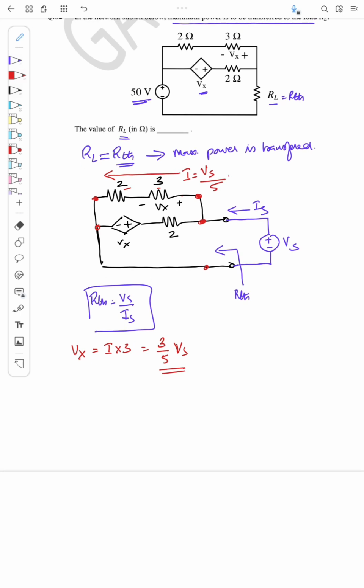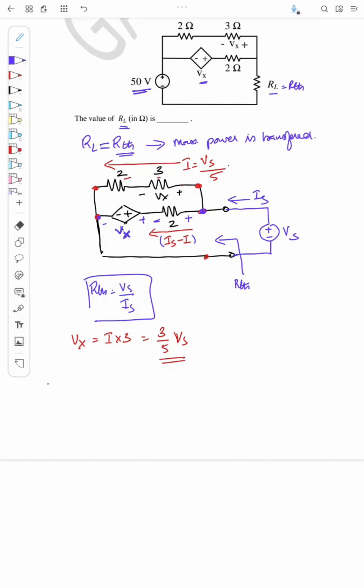Since this is the current flowing here, what is the current flowing like this? This current is Is minus I, or Is minus Vs by 5, right? So I can again apply KVL here. Across this is Vs, and this voltage is split across Vx (plus, minus) and the voltage across this 2 ohm resistor. So the voltage across 2 is (Is minus I) into 2. From the circuit, I can write Vs as equal to the voltage across the 2 ohm, that is 2 into (Is minus I), plus the voltage across this dependent source Vx.